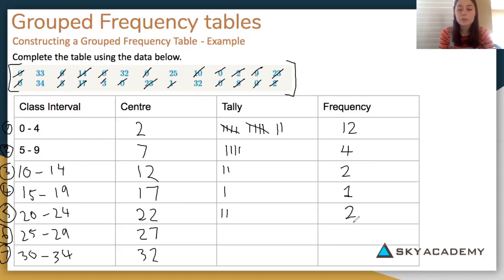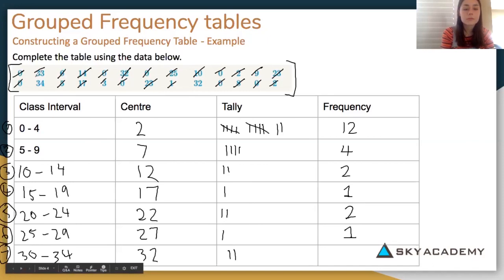25 to 29, we have a 25, so we pop that in, and that's all we have, so it's a frequency of 1. And then finally a 33, a 32, a 34, and another 32. So that would be a frequency of 4.